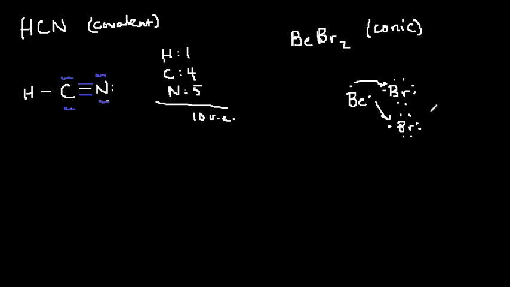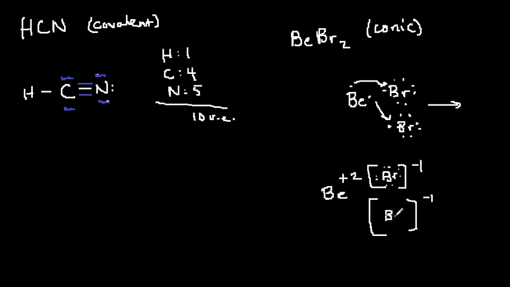So I kind of ran out of room here, so I'm going to draw the line, but I'm going to put the answer down here. Be, it lost 2 electrons, so it's positive 2. Br has its octet, so it gained 1 electron. That's negative 1. Same deal here. Everything's got an octet, plus 2, and then a minus 2. We're good to go.